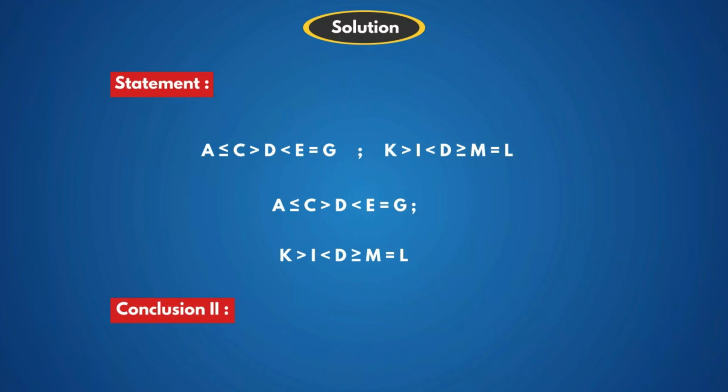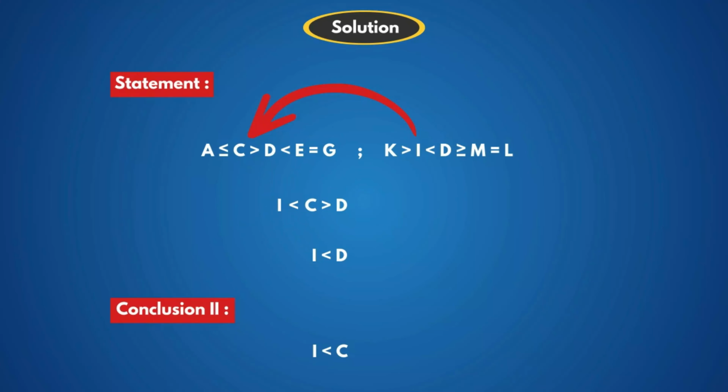Conclusion 2. I less than C. Here in the statements, we don't have a direct relation between I and C. But we can combine these two statements. Here, we have a relation from I to D and D to C, so we will get a relation from I to C. In this statement, I less than D. So here, C greater than D.